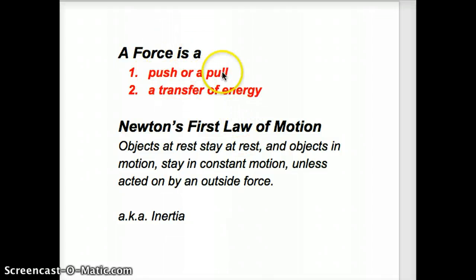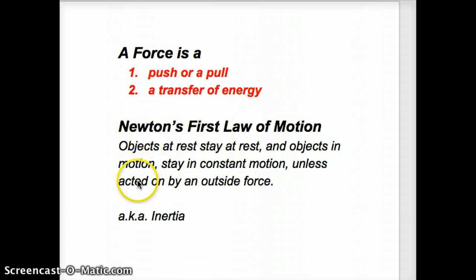So a force is a push or a pull, and it's also a transfer of energy. So what we're saying is that a push or pull transfers energy from one object to the next. For that reason, there's always two objects interacting. And we're going to create what we call an interaction diagram that will show all forces and the pairs, the objects involved in the interaction.